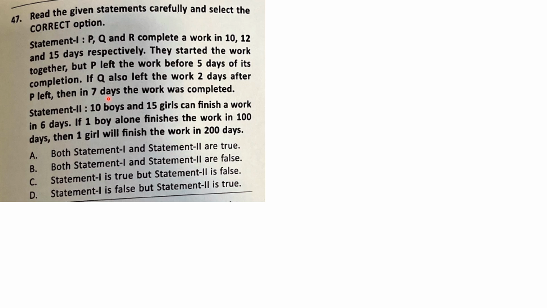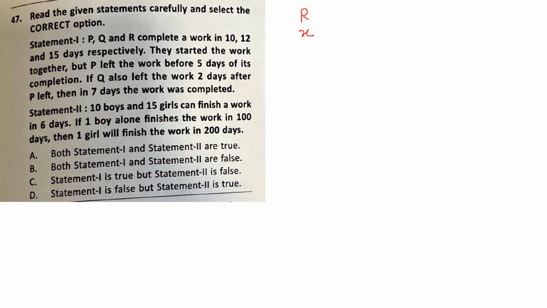So I will assume let the work get completed in X days. And if I get the value of X as 7 days based on the above information, then it means this statement is correct. So from here I can see that R was there till the end. R did not leave the work in between. So it means R worked for all the X days.